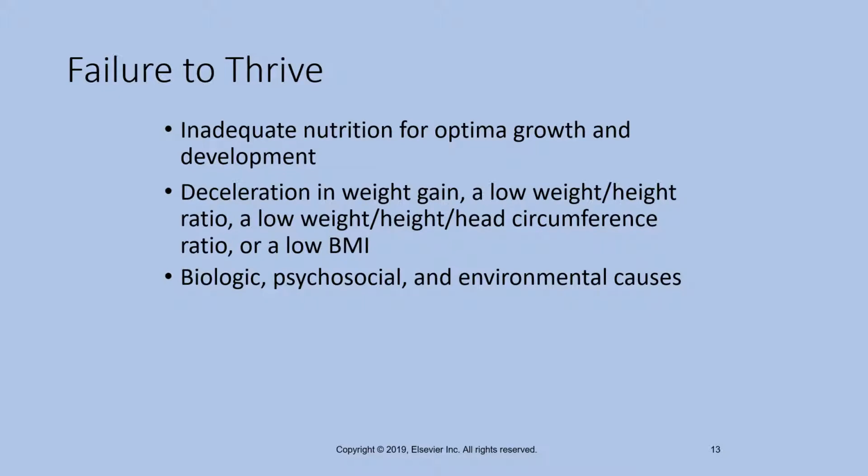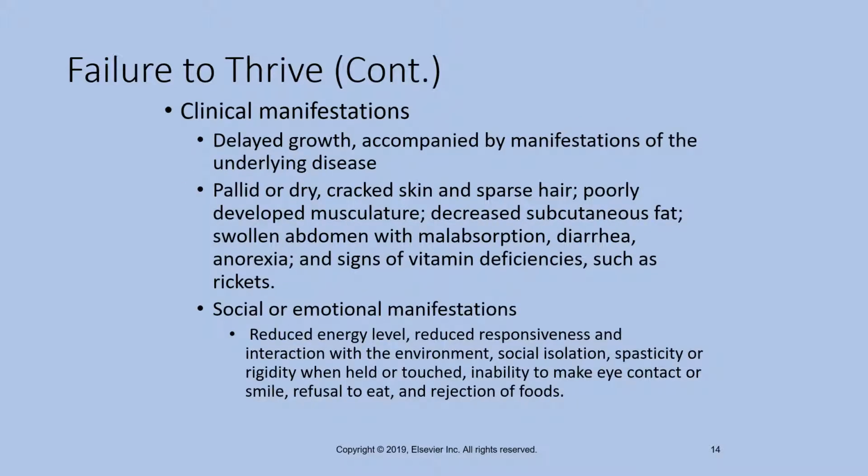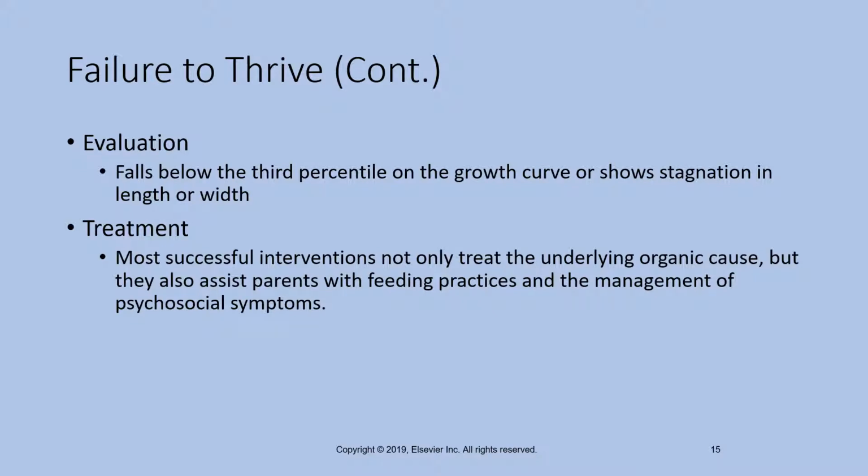Failure to thrive is inadequate nutrition for optimal growth and development: deceleration of weight gain or loss, low weight-to-height ratio, low weight-to-head-circumference ratio; causes are biological, psychosocial, and environmental. Clinical manifestations are delayed growth accompanied by manifestations of underlying disease: pallid, dry, cracked skin, sparse hair, poorly developed musculature, decreased subcutaneous fat, swollen abdomen with malabsorption, diarrhea, and anorexia. Social and emotional manifestations: reduced energy level, reduced responsiveness and interaction with the social environment, social isolation, rigidity and spasticity when held or touched, inability to make eye contact, and refusal to eat. Evaluation: falling below the third percentile on the growth curve. Treatment is most successful when it not only treats the growth curves but assists parents with feeding practices and manages psychosocial factors.